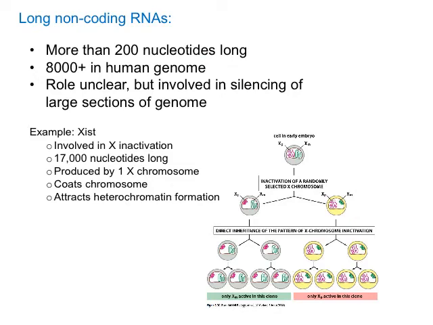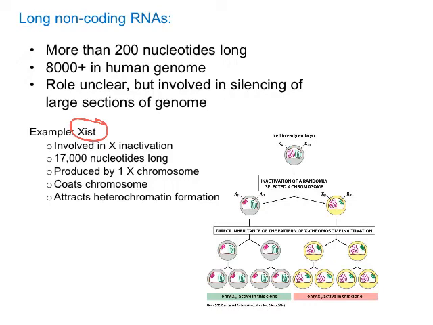Okay, the last regulatory RNA are the long non-coding RNAs, and these are usually very long, at least more than 200 nucleotides. We think there are 8,000 or more of these in the human genome, but their role is unclear, though they do appear to be involved in silencing large sections of the genome. So just to give you an example of what we think these may do, there's one called Xist, which is involved in X chromosome inactivation.